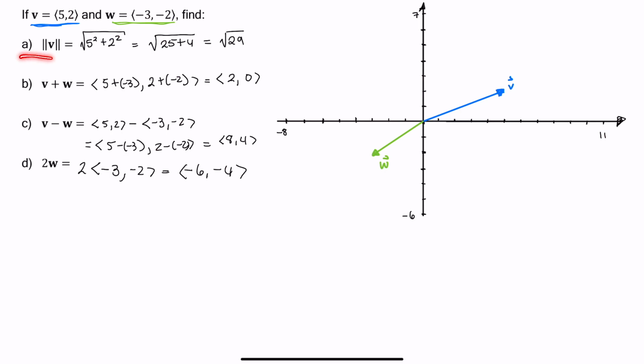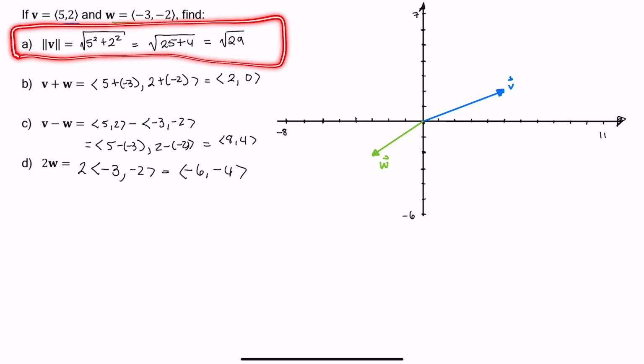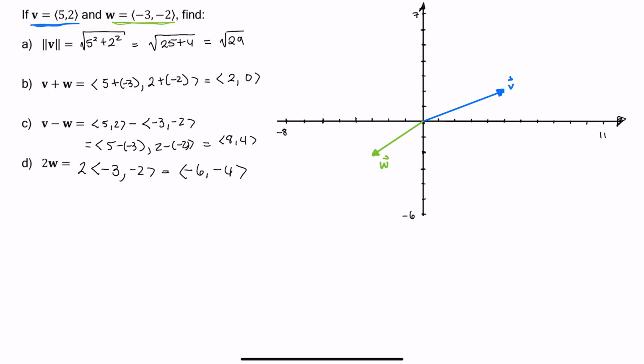When you found the magnitude of v, notice this is just the standard distance formula. So you found what this distance measures right here. You found the length of this as a segment, so that's its length there.